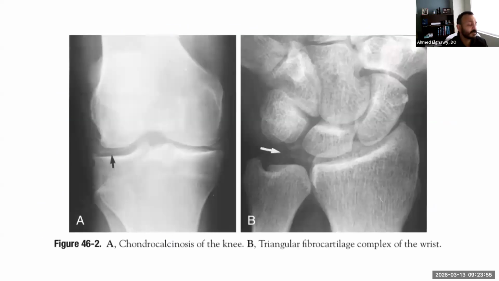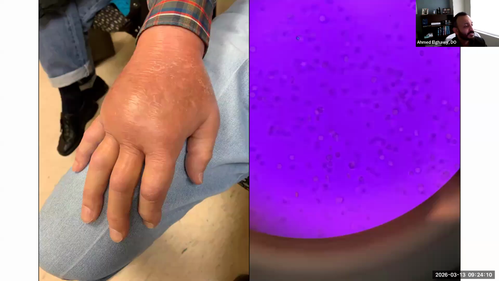And this is to take a look at the X-rays. You can see some calcium deposition along the meniscus here, and also some calcium deposition here along the TFCC. This is what you would see in those with pseudogout, especially if they flare up. And sometimes their whole knee or whole hand and wrist can swell up, as with this patient.